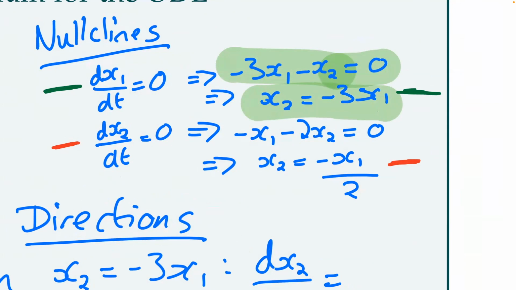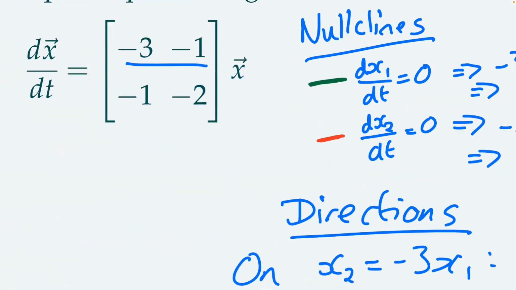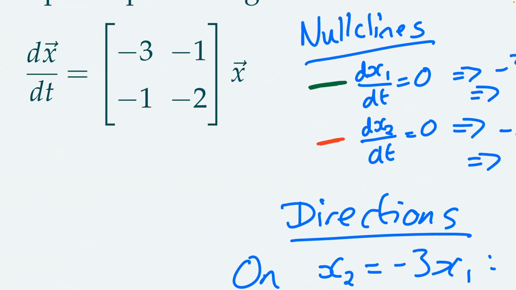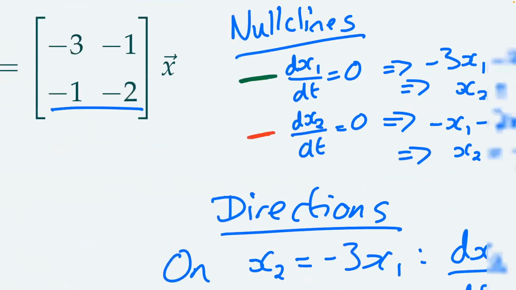The reason I tend to put it in terms of the second variable is because we tend to put our first variable horizontally and our second variable vertically, and it just makes drawing it a little bit easier. Okay, so that's our first nullcline. And then our second nullcline, we do the same, but for the second row.